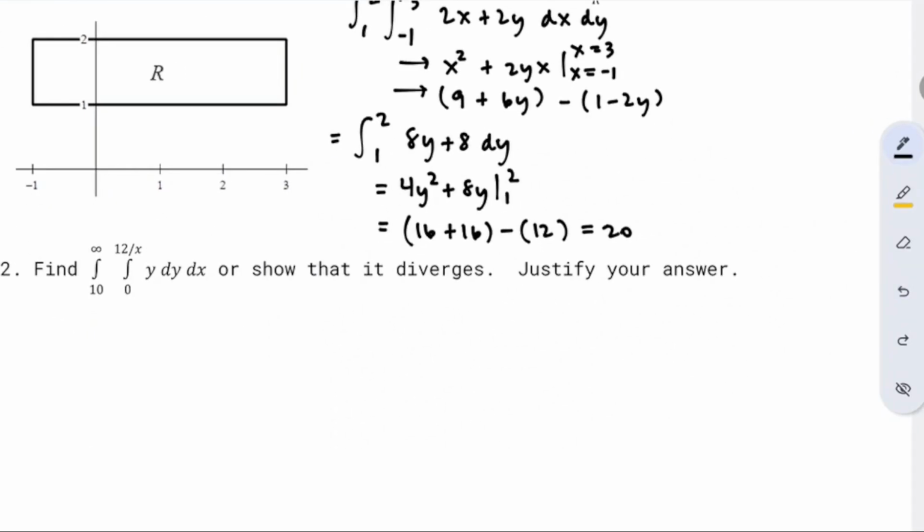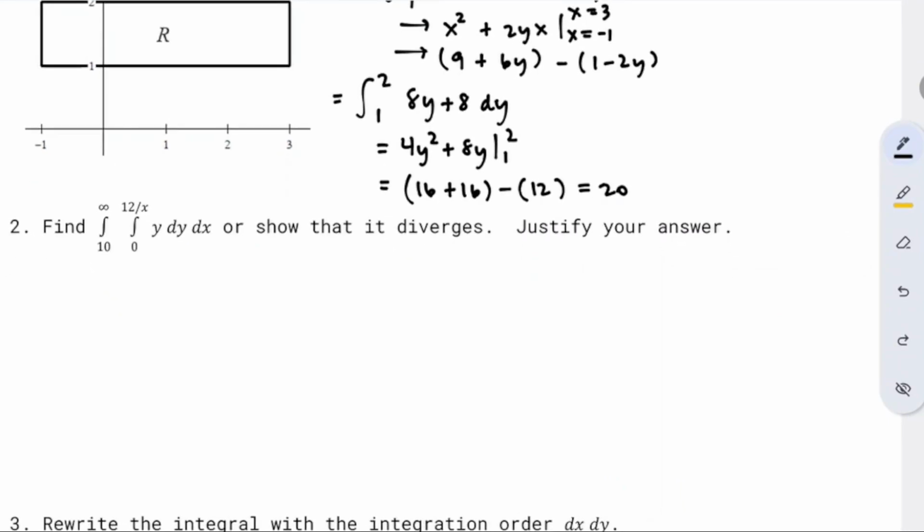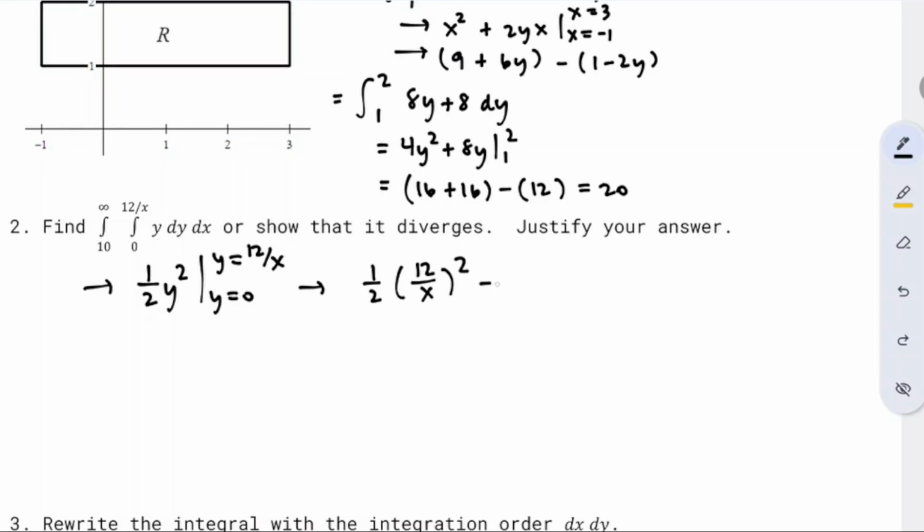It's 2 fingers. Okay. So here's a double integral. We're going to compute it or show that it diverges, and we're going to justify our answer. Okay, I don't see anything wrong with this, so I'm going to do 1/2 y squared, y equals 0 to y equals 12 divided by x. So that's 1/2 of 12 divided by x squared minus 1/2 of 0 squared. So that would be 1/2 of 144 over x squared. So I think it's 72 over x squared.